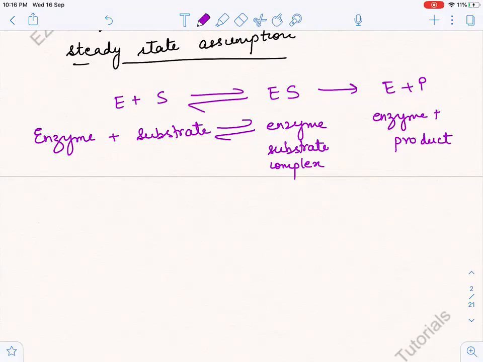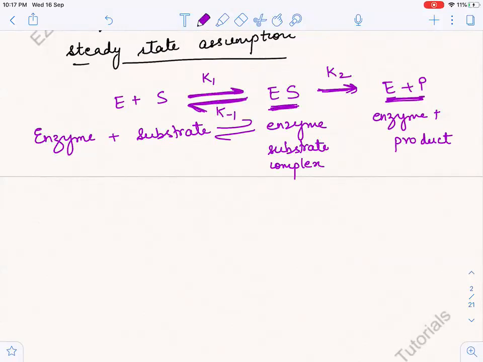So this forward reaction, the rate of formation of enzyme substrate complex, we can denote it with a constant K1, and this enzyme substrate complex going back into enzyme plus substrate, we can denote it with K minus 1. And this enzyme substrate complex dissociating into enzyme plus product, we can denote this rate as K2. Right, so K1 is the rate at which E plus S is forming into enzyme substrate complex, right? So this you should know.